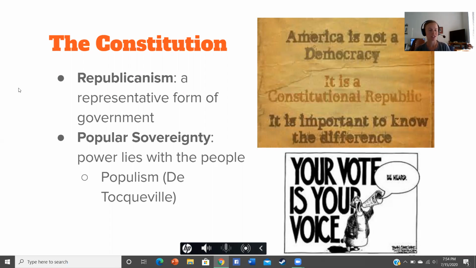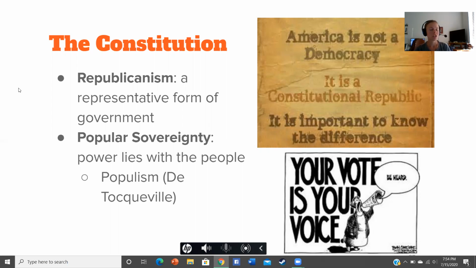The Constitution is the United States government. It is our rule book. It is the highest law of our land, and it's divided into 7 articles. Article 1 is Congress, or the legislative branch. They make the laws. They're comprised of a Senate and a House of Representatives.